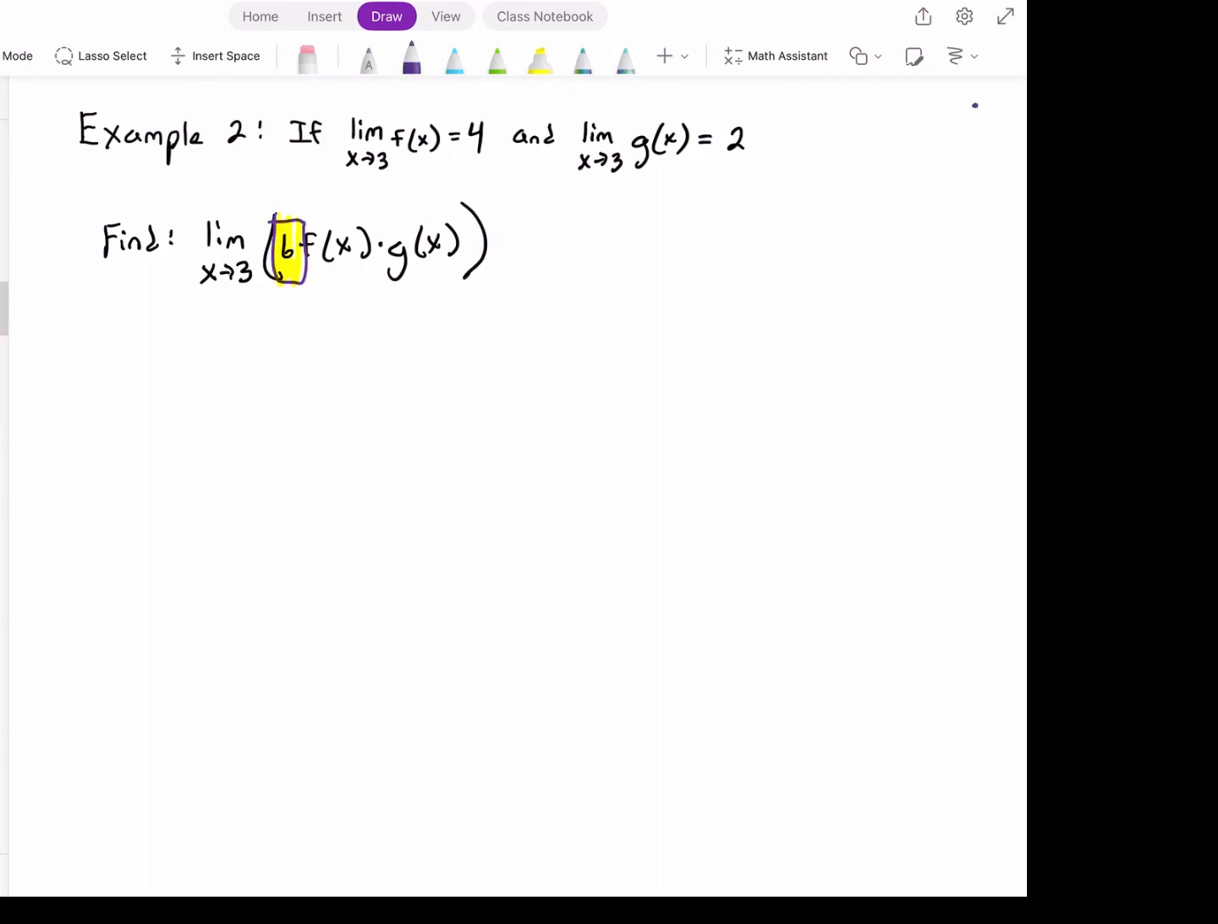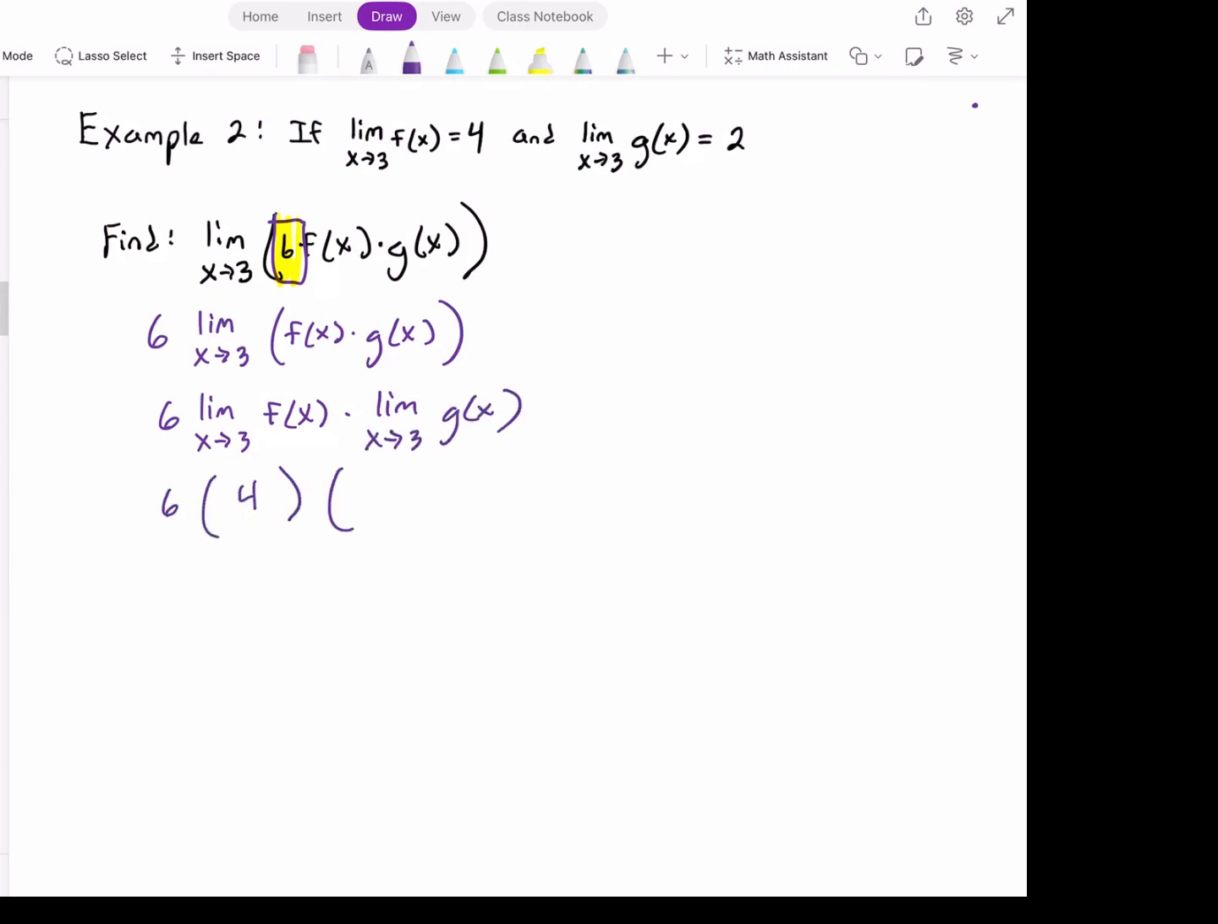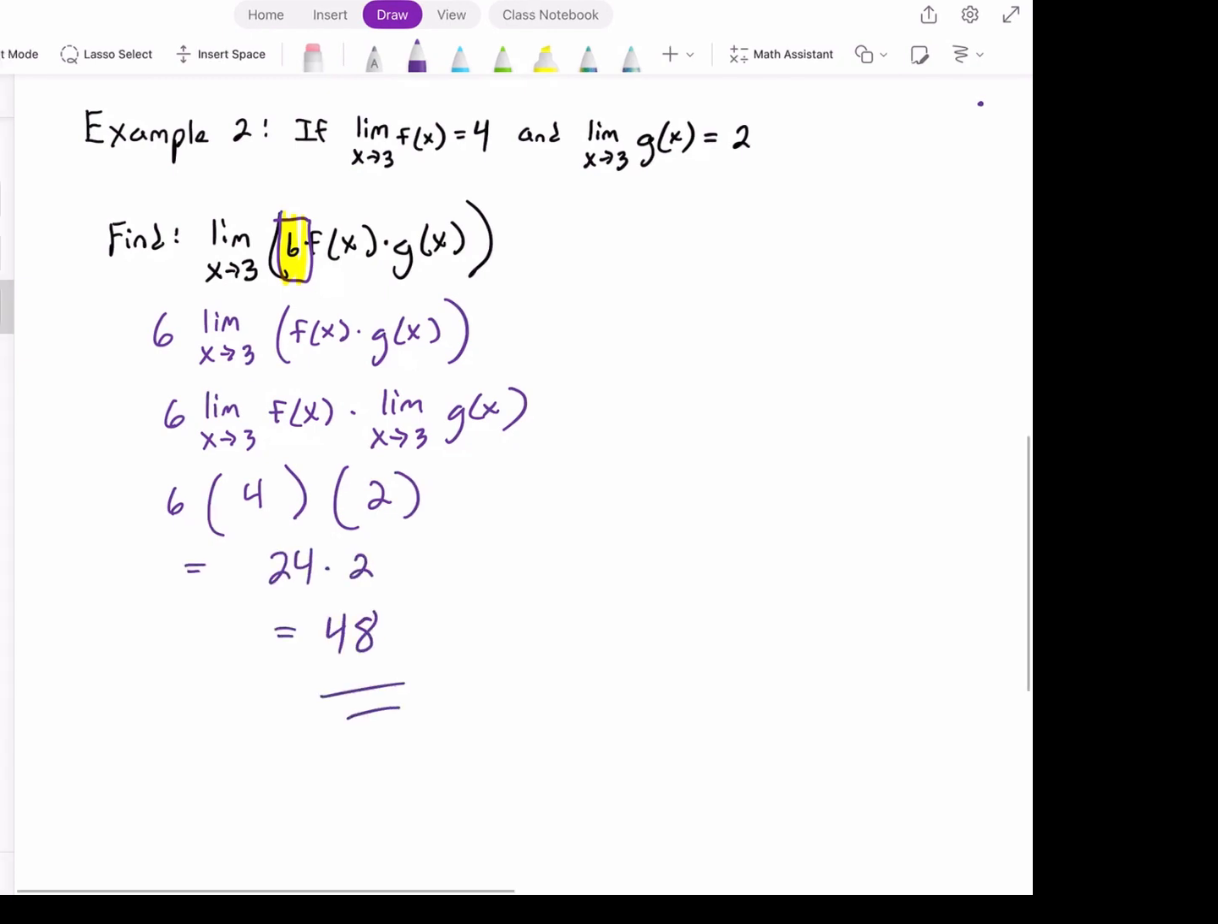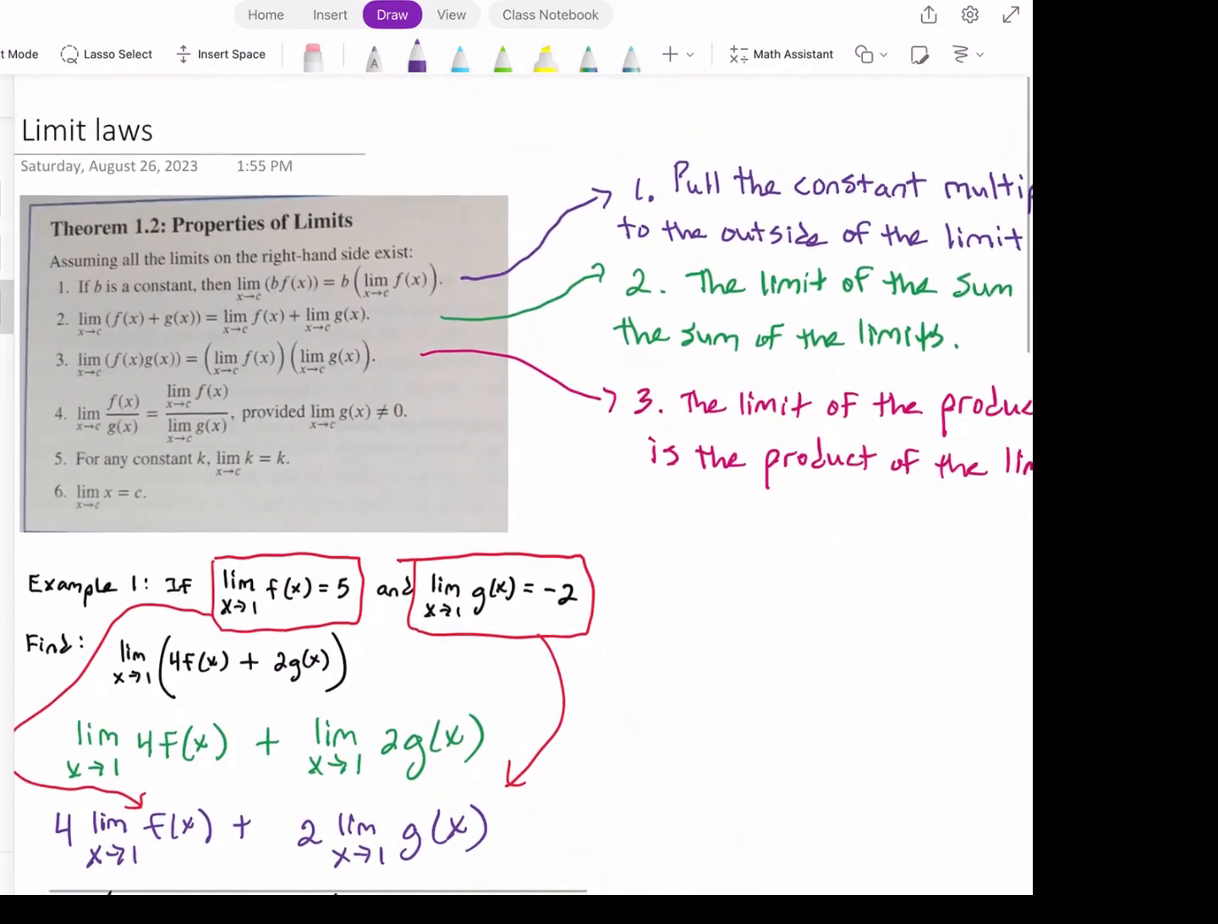First, let's observe that we have a constant multiplier of 6, and let's pull that out. Next, let's use limit law number 3, and let's separate f of x from g of x and give each of them their own separate limit. Finally, let's evaluate these limits, and looks like we're going to get 48. That's our answer. Let's look at another limit law, the fourth one.